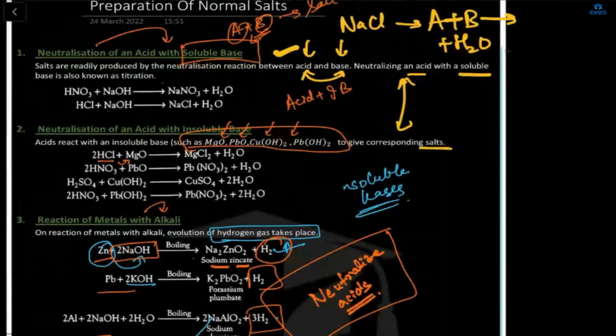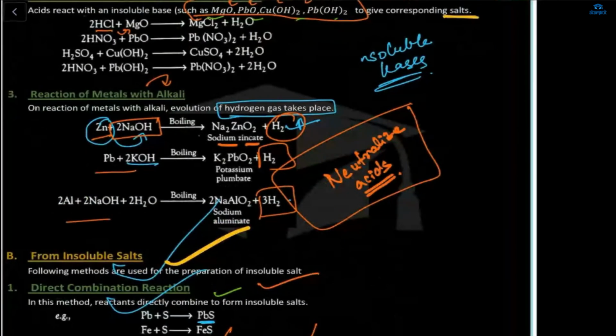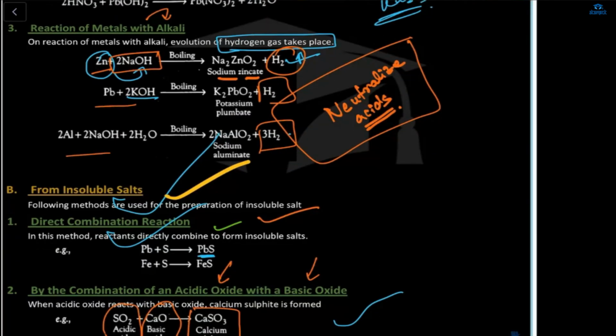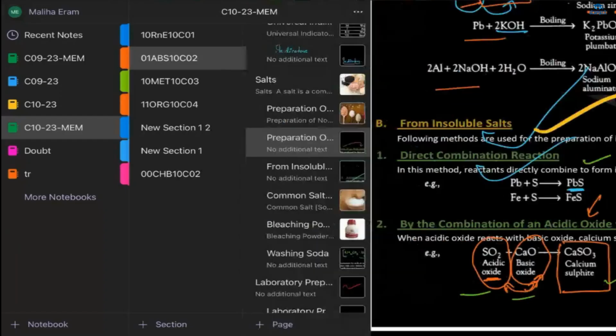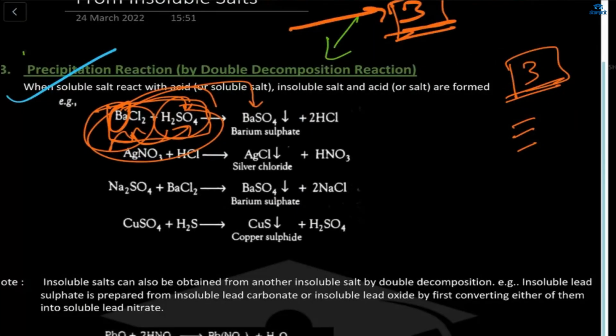Now, neutralization. Neutralization of an acid with a soluble base: we will mix acid and base. For an insoluble base, we will mix acid with the insoluble base. ठीक है? Insoluble base mein, these are the examples. Reaction of metal with alkali, what will happen? Hydrogen gas will be produced. Last is the insoluble salt. Here also three processes: combination of an acidic oxide and a basic oxide, and the last is the precipitation reaction.